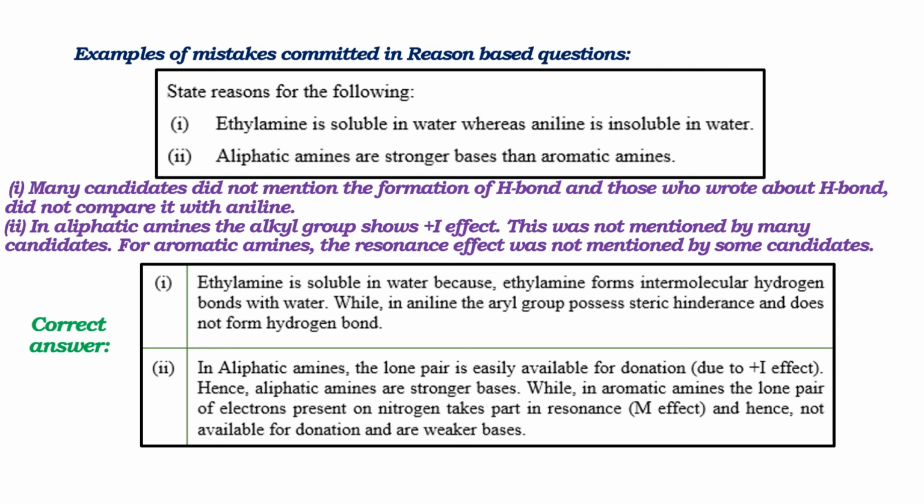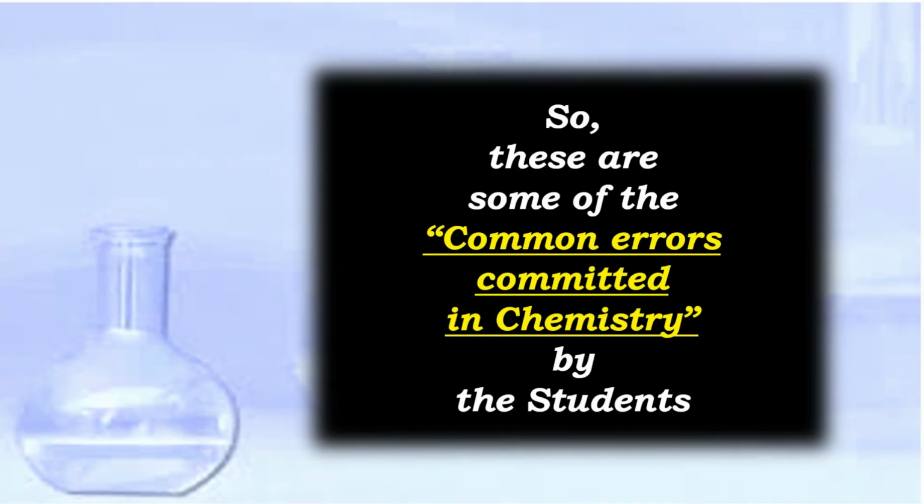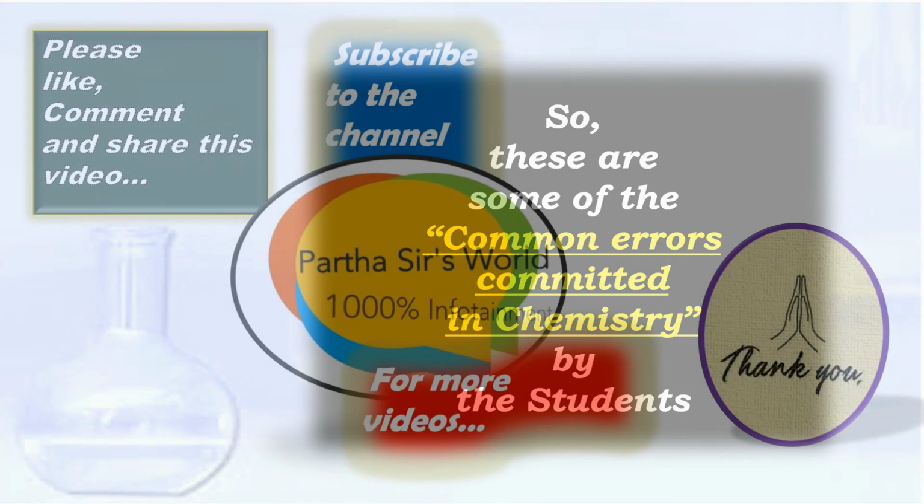Many candidates did not mention the formation of hydrogen bonds, and those who wrote about hydrogen bonds did not compare with aniline. In aliphatic amines, the alkyl group shows a plus I effect. This was not mentioned by many candidates. In aromatic amines, the resonance effect was not mentioned by some candidates. So, these are some of the common errors committed in chemistry by the students.